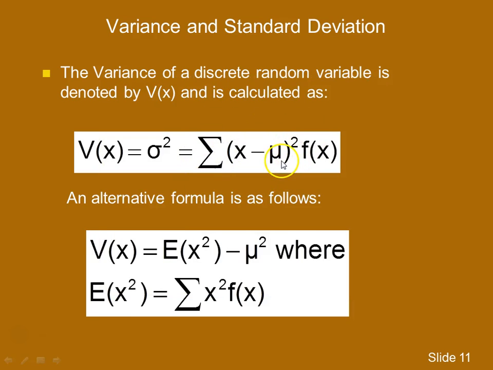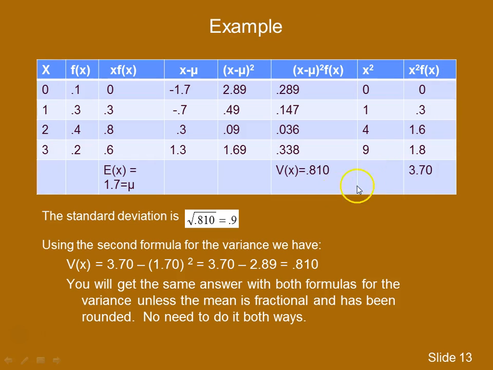Again, we already know the mean mu is the expected value, 1.7. We're going to have to do all the deviations around the mean, square them, multiply by the f of x's. So I have a column here for x minus mu. It's just taking these numbers 0, 1, 2, 3 and subtracting 1.7 from each of them, and you will get the numbers in this column.